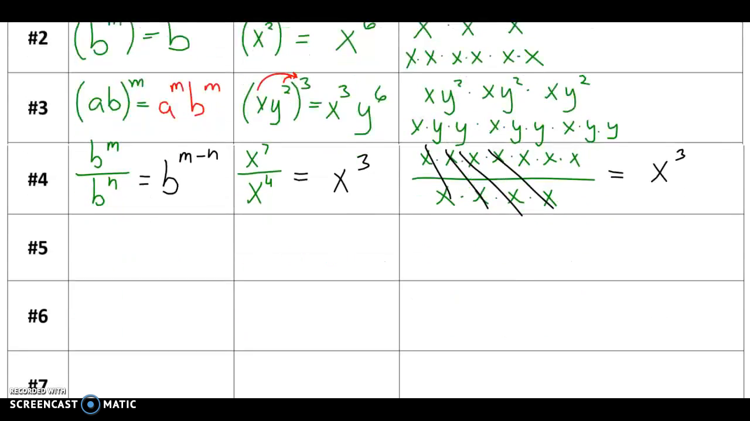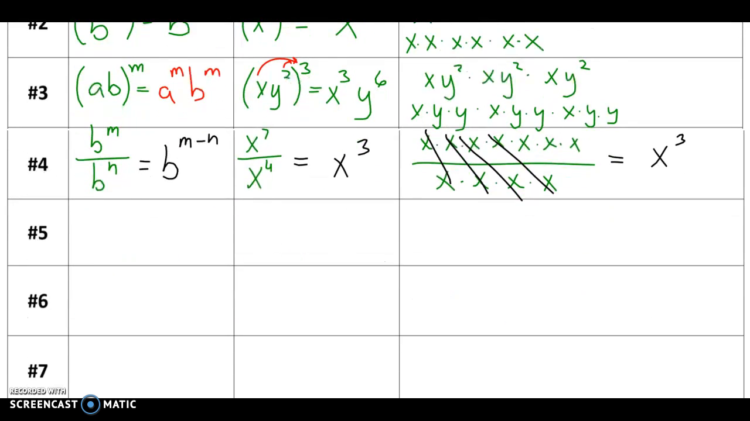Okay, a couple more. Number 5 is when we have numerous things, different bases. So this time we have a and b both raised to the m power. You can probably guess what's going to happen because it's very similar to number 3. What do you think is going to happen to a and b? Exactly. They both have to be raised to the same power. So a over b to the m is actually a to the m over b to the m.